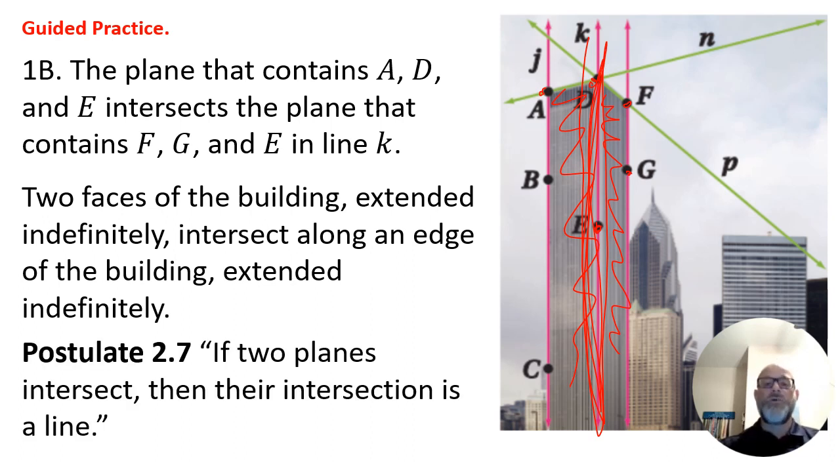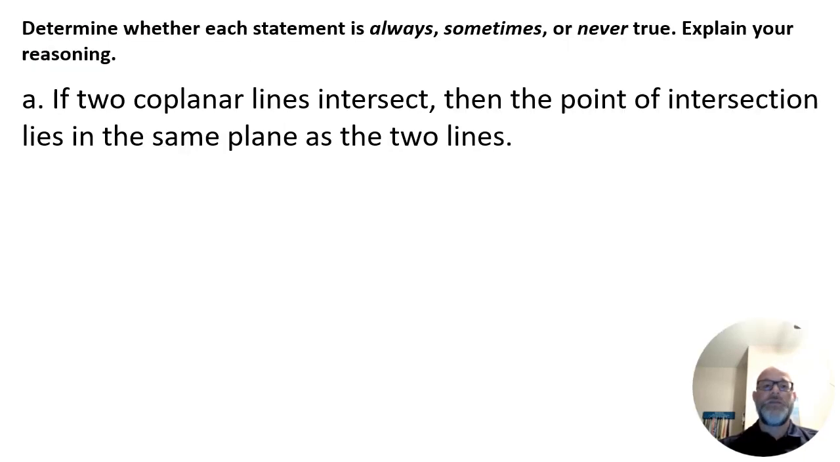Postulate 2.7. If two planes intersect, then their intersection is a line. That's clearly what's being demonstrated here. All right. Determine whether each statement is always, sometimes, or never true. Explain your reasoning. If two coplanar lines intersect, then the point of intersection lies in the same plane as the two lines.